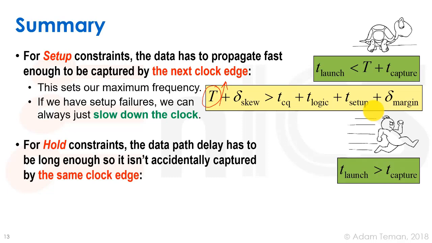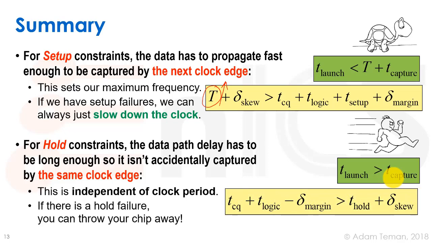That is not the case for hold. In hold, the data path has a delay that has to be long enough so it isn't accidentally captured by the same clock, so we don't skip a register and ruin our whole state machine. So this time this launch path has to be larger than the capture path, and the problem is for T launches that are real fast. If T launch is really slow and we have some skew on our capture path, then we may not meet that constraint.